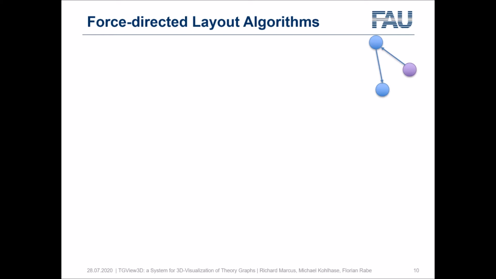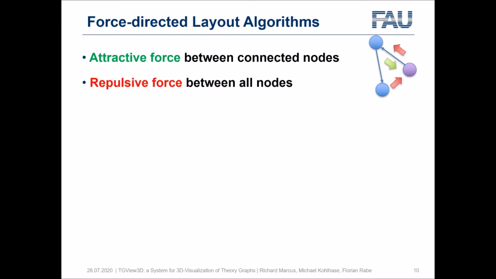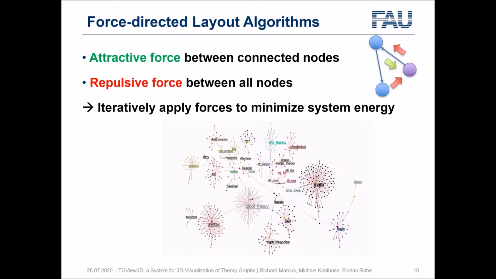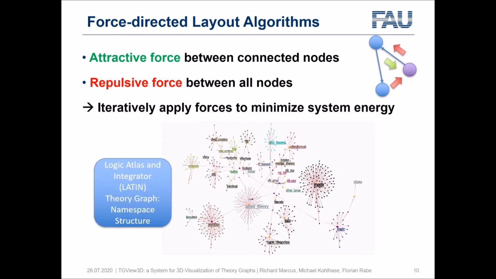So if we want to look at the choices we have for a 3D layout algorithm, we first can look at the force-directed layout. There we have attractive forces between connected nodes on the one side, and a repulsive force between all nodes on the other. If we apply these forces iteratively, we will be able to minimize system energy and get an organic layout like this.